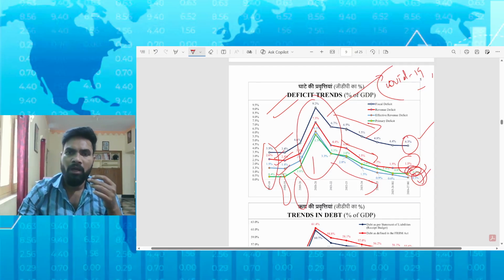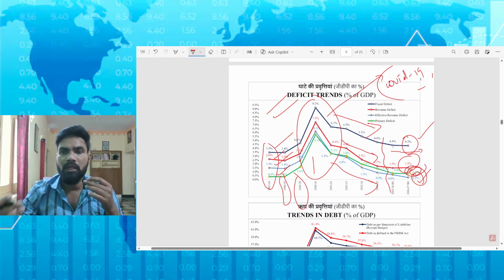However, as we are progressing, it's becoming difficult for the government to further take down the deficits. That can be easily understood as the lines are becoming more and more horizontal. So you can say it's becoming a little bit difficult for the government to take them further down.